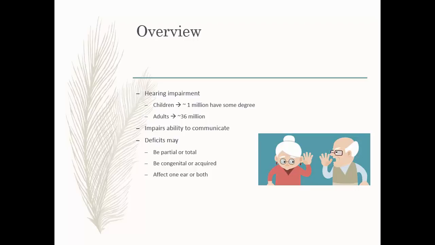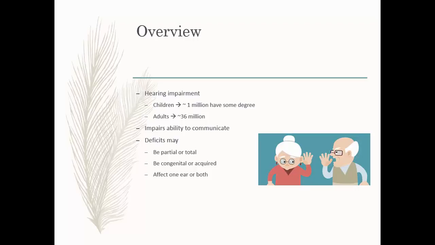Children, there's about 1 million have some degree of hearing impairment. Adults, there's about 36 million that have some type of hearing loss as well. When you're looking at hearing impairment, it is expressed in terms of decibels, which are units of loudness and rated according to severity. Children with only mild hearing loss, and that's 30 to 45 decibels, miss about half of everyday conversations. Hearing loss greater than 90 decibels is considered legally deaf.